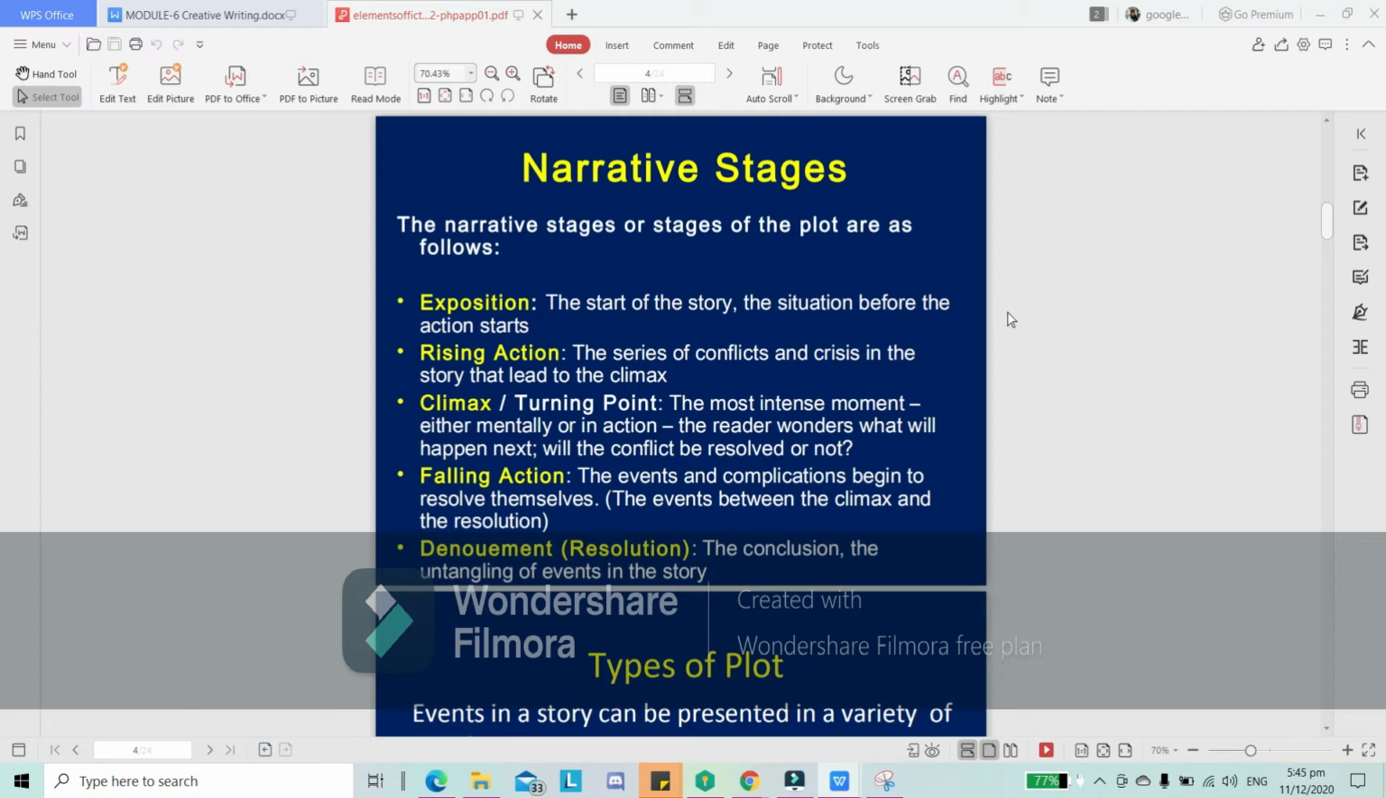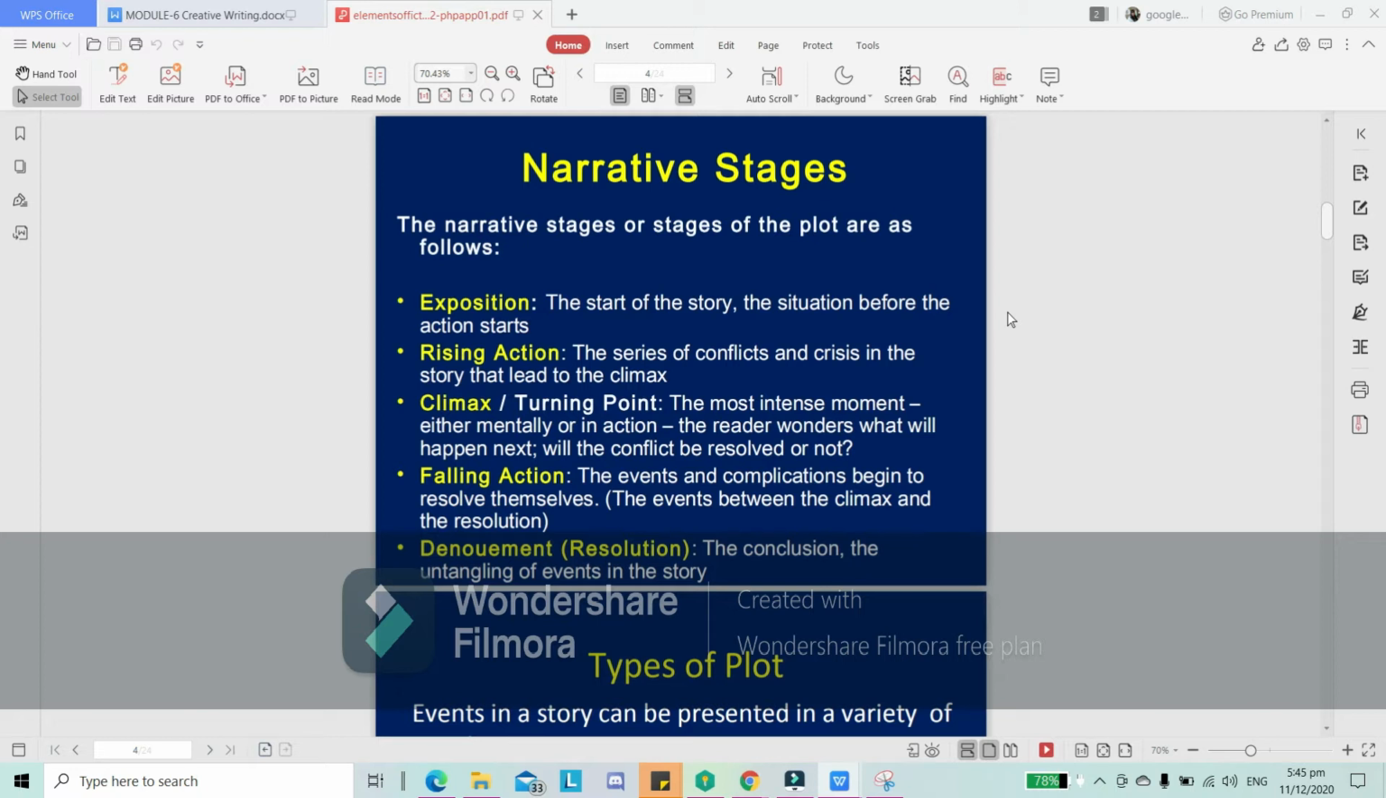Events in a story can be presented in a variety of orders. We have the chronological order. Some stories begin with what happens first, following the regular time development of events to the end. In chronological order, it starts from the beginning, the most common, until the end. But sometimes a story starts at the very end.